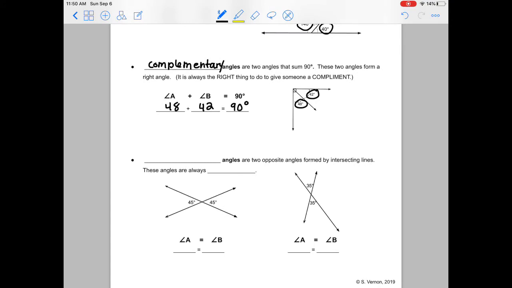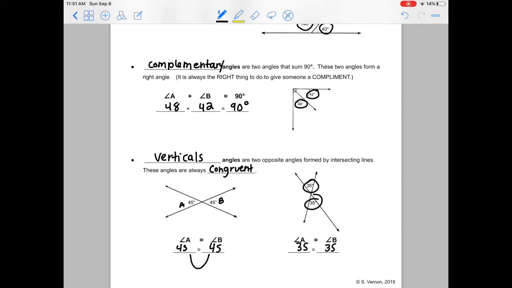And then lastly, we have our vertical angles. Vertical angles are two opposite angles formed by intersecting lines. These angles are always congruent. They're always the same. So here we have 45 for angle A, and this is angle B, which is also 45. You see how they're the same? That means they are congruent. Here we have 35 and 35. Again, they're the same. They are congruent.